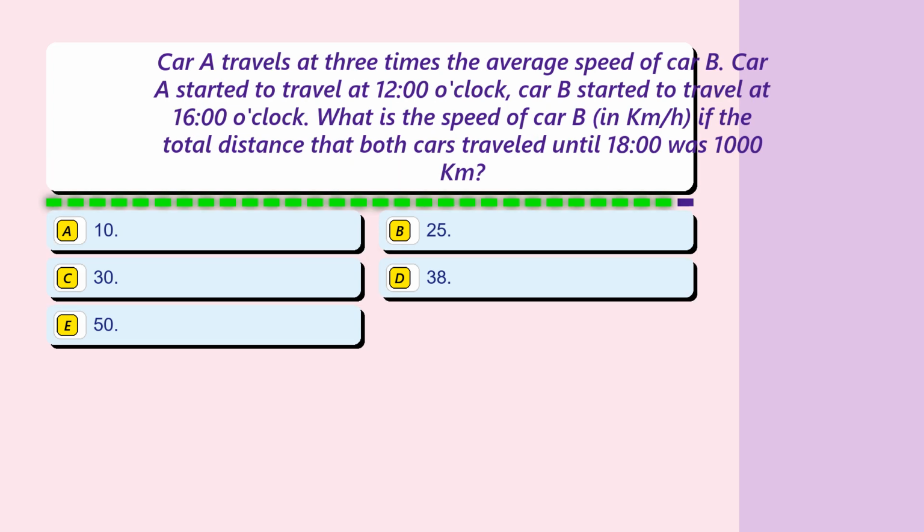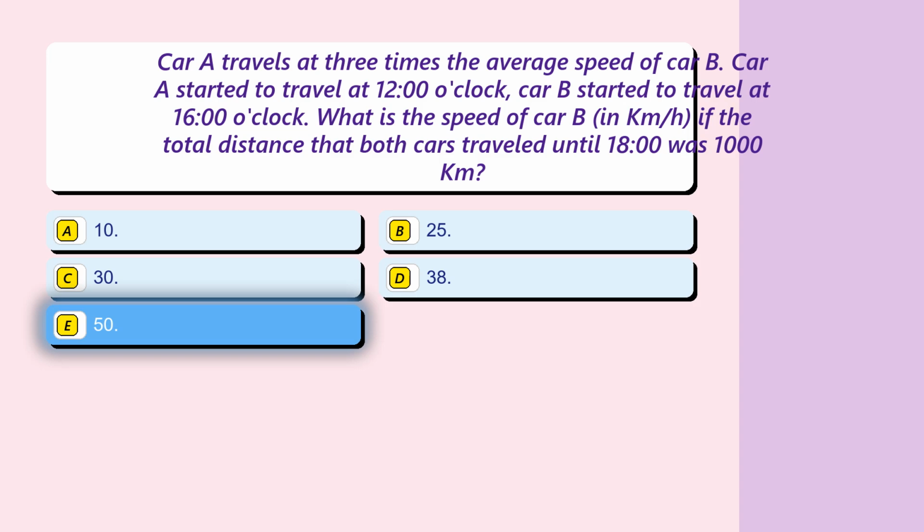Question 6. Car A travels at 3 times the average speed of car B. Car A started to travel at 12 o'clock. Car B started to travel at 1600 hours. What is the speed of car B, in km/h, if the total distance that both cars traveled until 1800 hours was 1000 kilometers? Option A, 10. Option B, 25. Option C, 30. Option D, 38. Option E, 50.